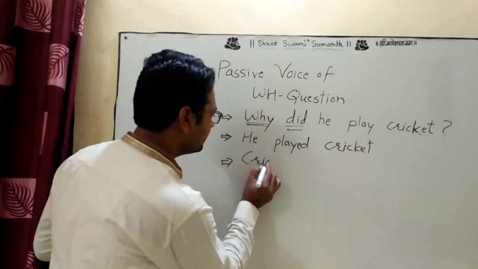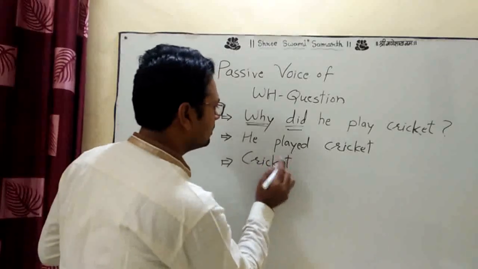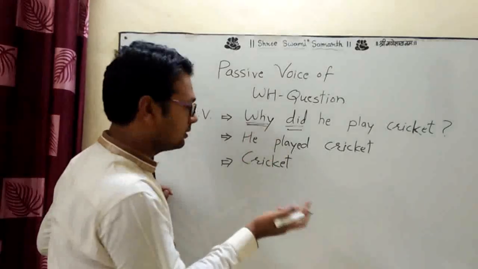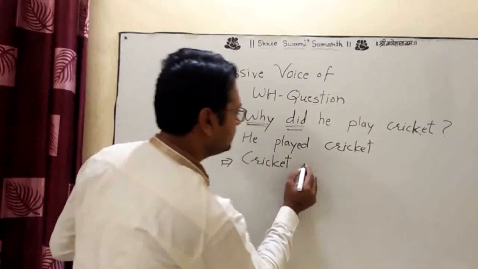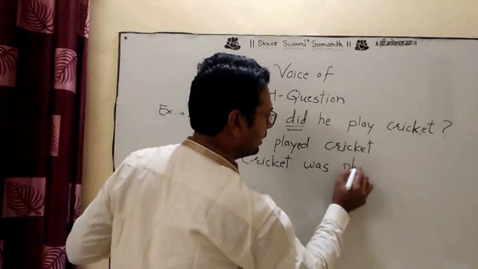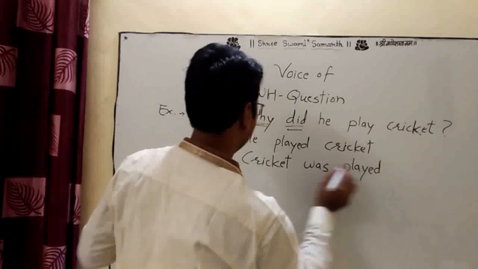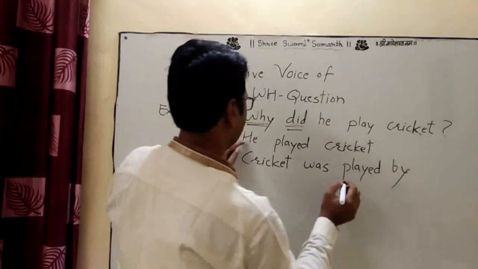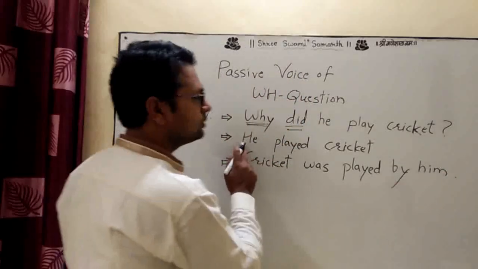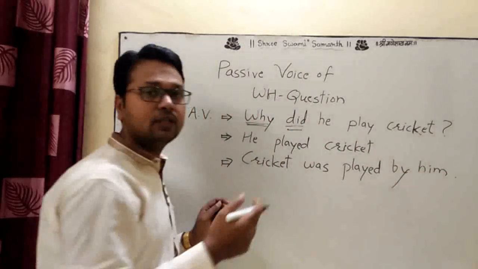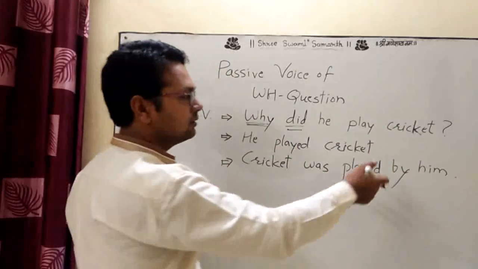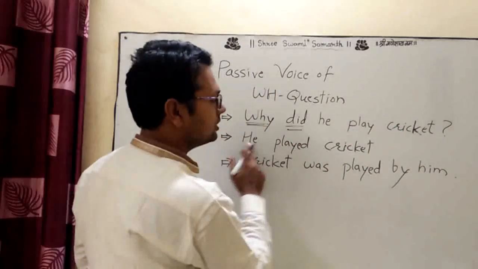Cricket, cricket. Simple past tense. Which helping verb do we have to take? Was or were? Cricket is singular, that's why we use was. Then V3, played, by him. He changes into him, because when we make the passive voice, the pronoun changes into the next word. That's why he changed into him.